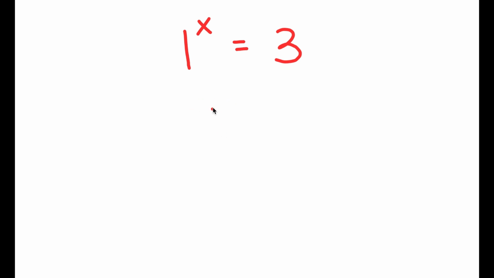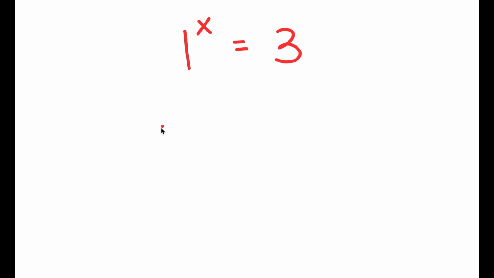Alright, so in this equation, I have 1 to the power of x is equal to 3. So this might seem like an impossible equation, right? Because how can 1 to the power of any number equal 3, if 1 to the power of even a million is still equal to 1? Well, let's try to solve this equation the way we would solve any other exponential equation.